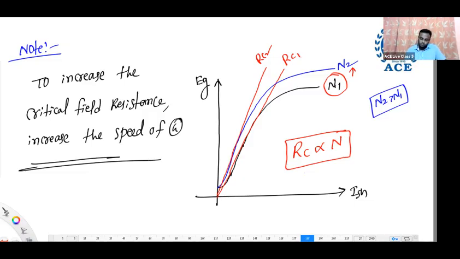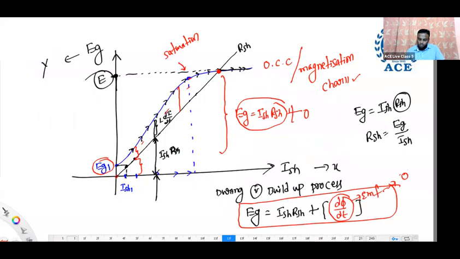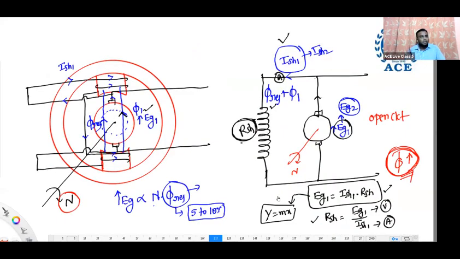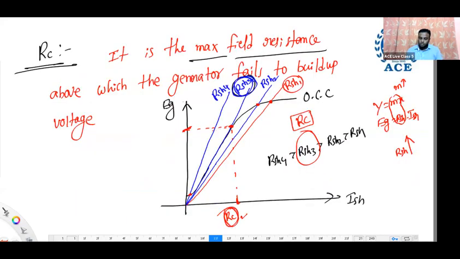Not laminations. Yes, load. Load is a must. See, this is under no load condition. We are discussing all of this under no load condition. Under no load also voltage builds up in a shunt generator. But if it is a series generator, observe here.